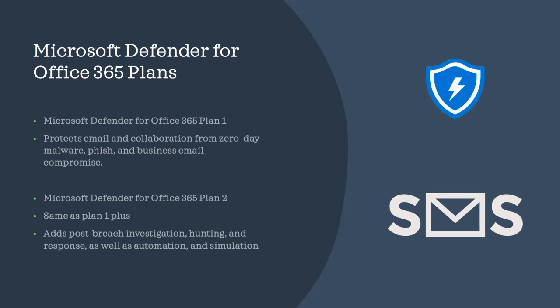Plan 2 is more advanced, so you get a lot more. You get everything in Plan 1, plus things like post-breach investigation, hunting, response, as well as automated investigation and simulations for testing. So you can get a lot more in-depth reporting, like a map that shows you where all the malware comes from and all the spam that you're getting, and it's in real time as well. That's basically what you get with Plan 2. It just gives you more admin control, because you get more reporting and analysis with that particular version.